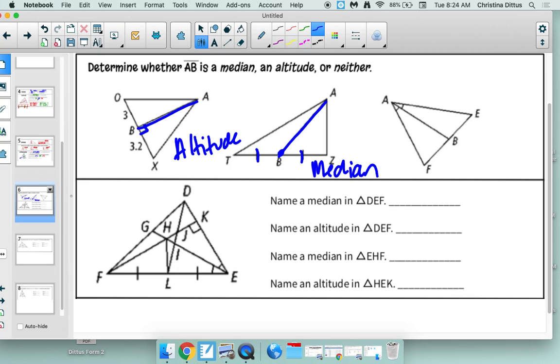And the last one, does it have a right angle? No, so it can't be an altitude. Does it have dashes that shows a midpoint? No, so this is neither.